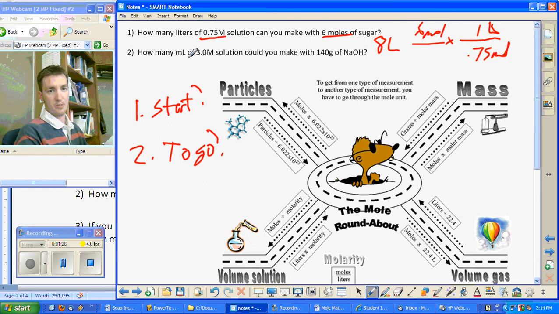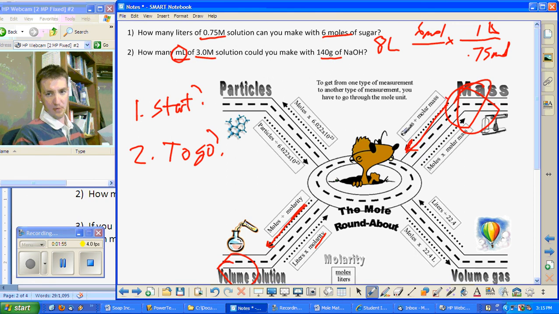Alright, next up, how many milliliters, which again is volume, can we make if we have that molarity? You'll see molarity is just a connector. This is the only place molarity shows up is in that step. And with that mass, we start here, we're doing one step, another step to get to molarity. When we get done, we have to remember to turn it into milliliters.